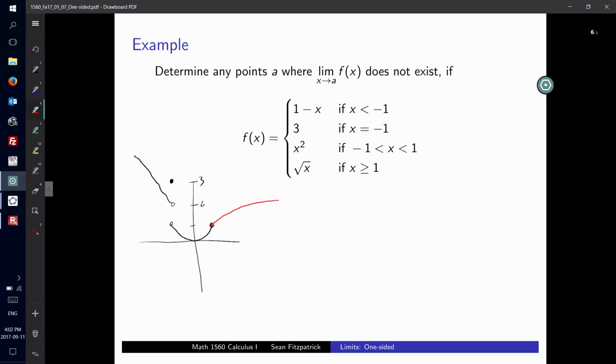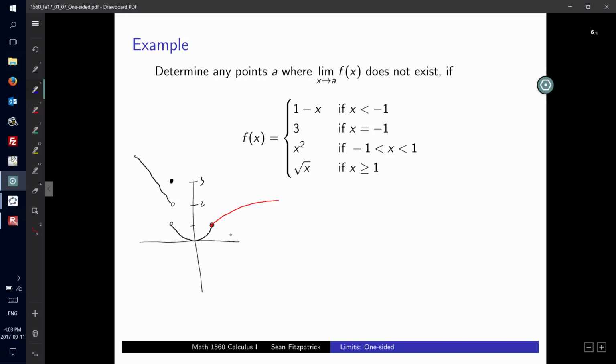And looking at this graph, you can see from the graph where the limit is going to exist and where it's not going to exist. So certainly in any of these intervals, less than minus 1, between minus 1 and 1, bigger than 1, we don't have to worry, right, because we can calculate all those limits by direct substitution. The only places where we've got to be careful are at these points where the formula changes.